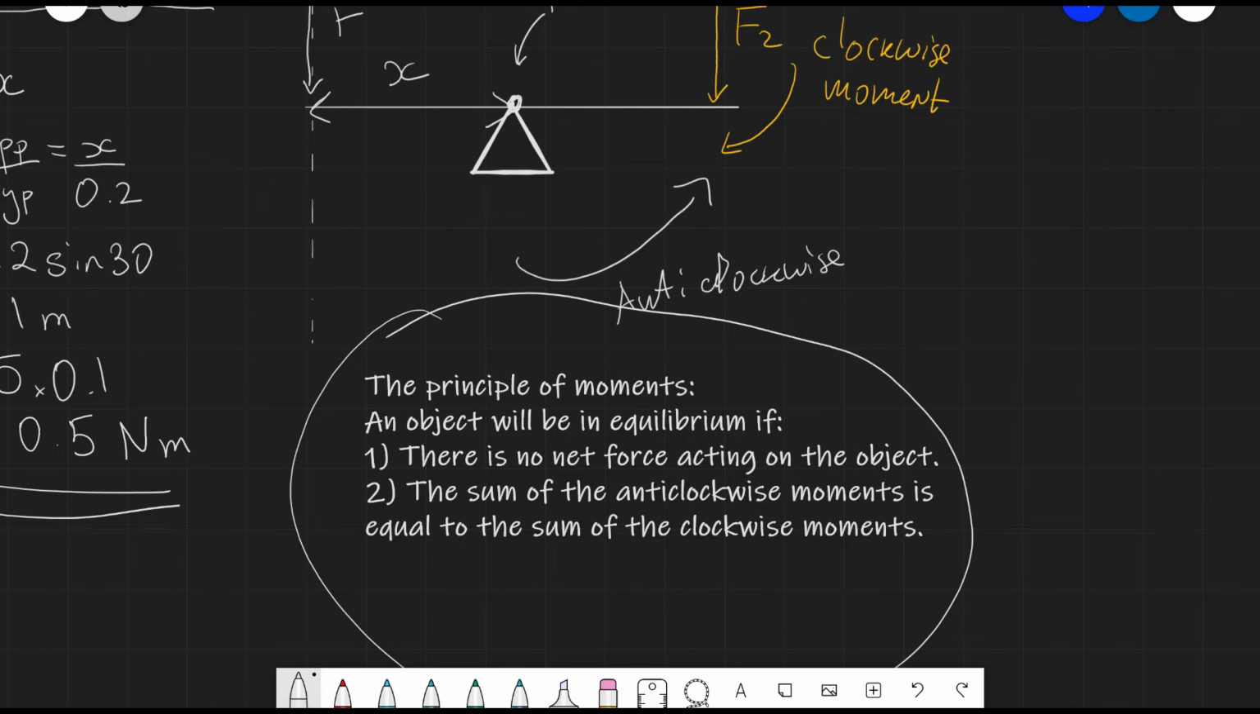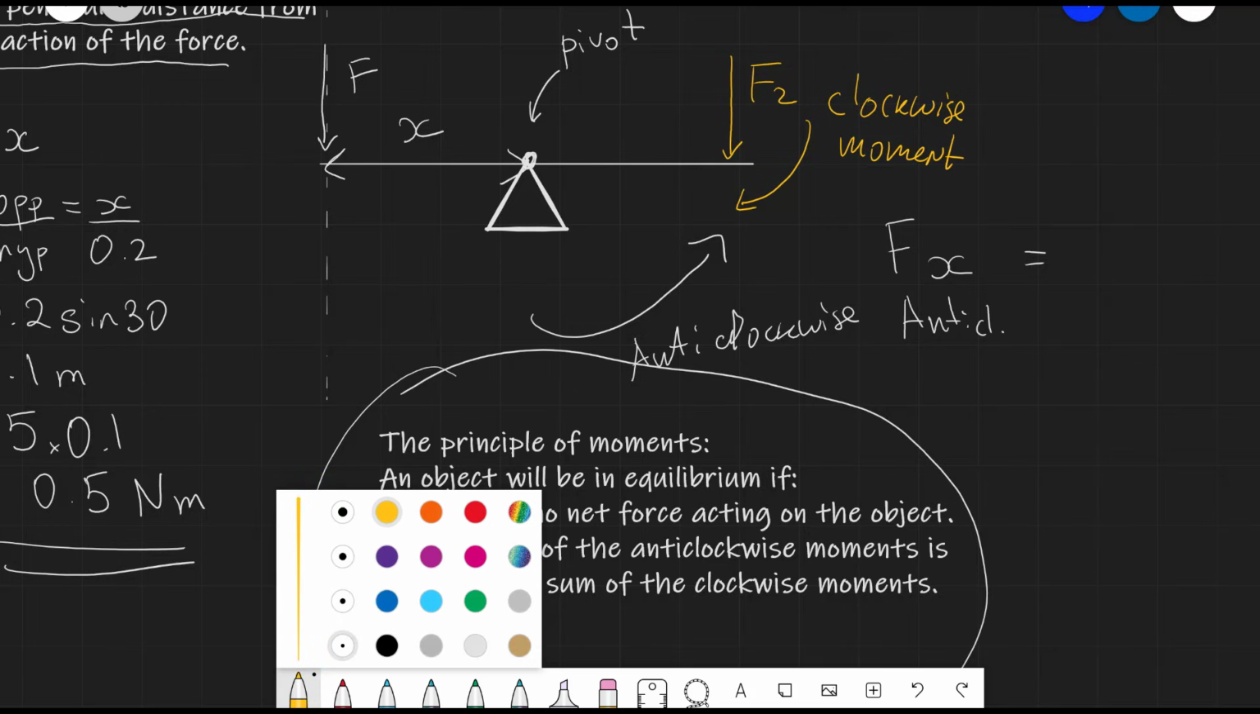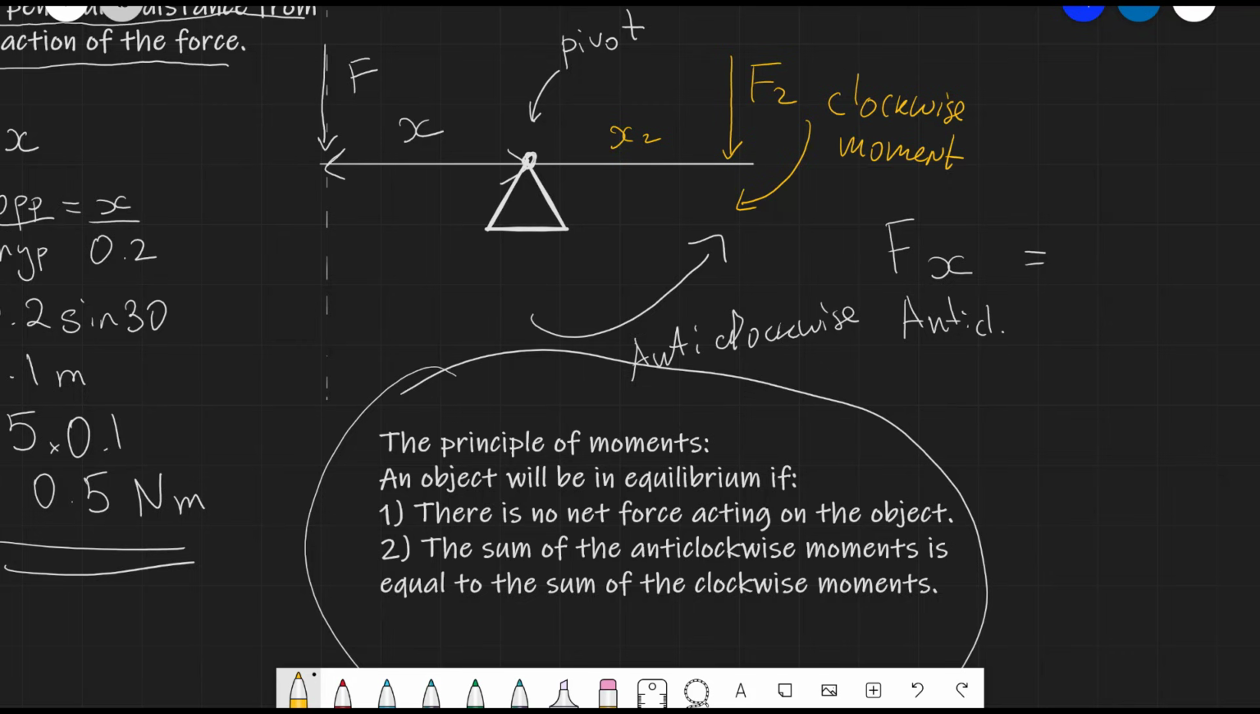sum of the anti-clockwise moments is equal to the sum of the clockwise moments. For instance, the seesaw above will only be in equilibrium if the force times the distance for the anti-clockwise moment, so in this case it's going to be F times X, this is all of the anti-clockwise moments, is equal to the sum of the clockwise moments, and in this case this will be F2, and let's say that this is at a distance x2. So this is only true if F2 times x2 is equal to Fx.